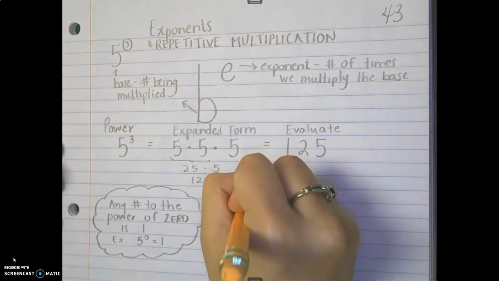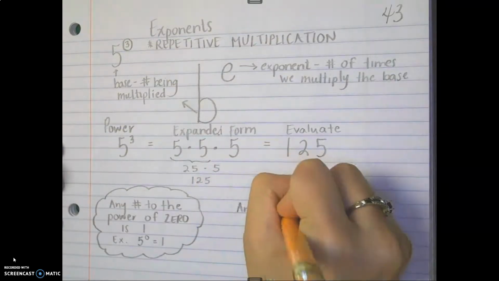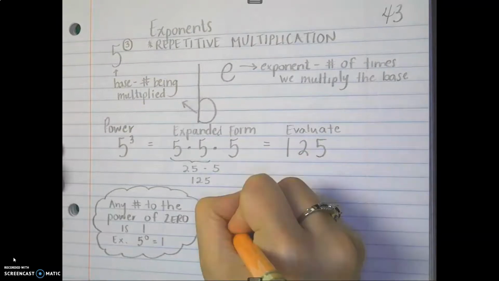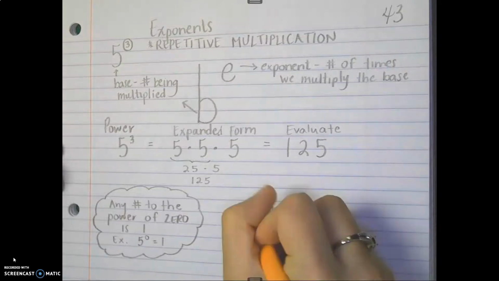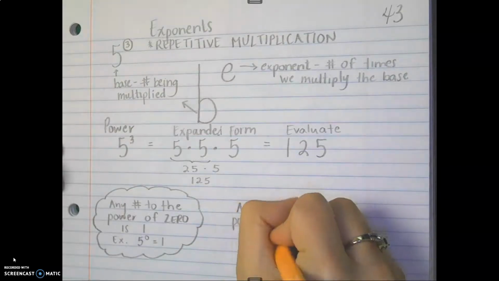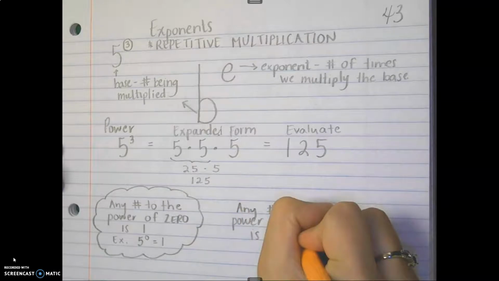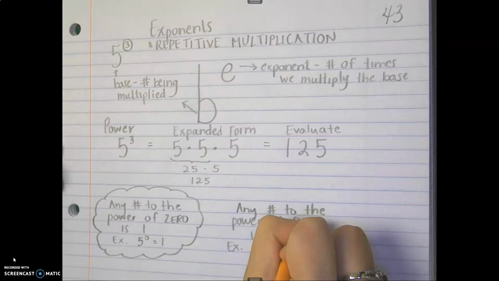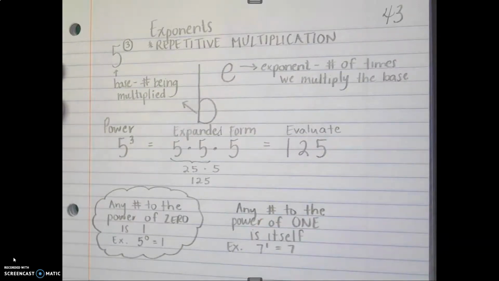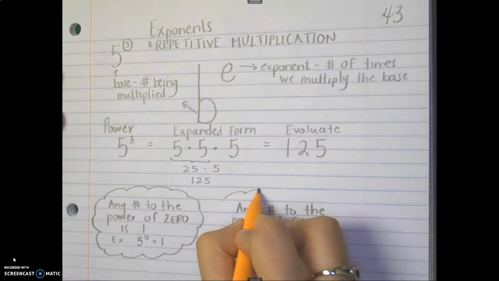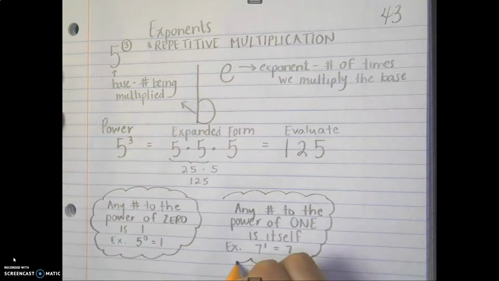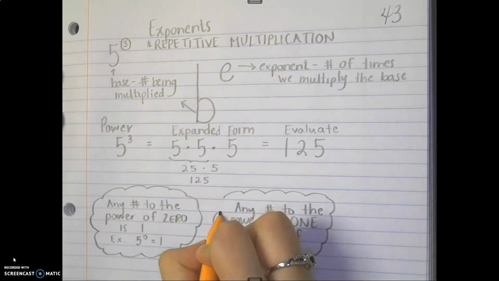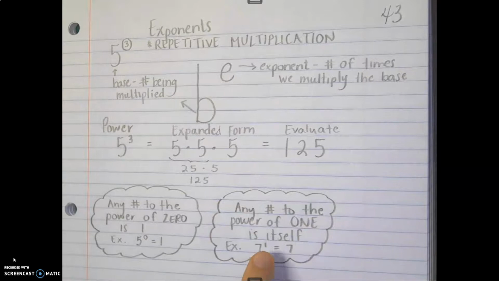And then any number to the power of 1 is itself. 7 to the power of 1 will equal 7. 10 to the power of 1 will equal 10. 1,000 to the power of 1 will equal 1,000. So whatever the base is, that's what it will equal to if you have an exponent of 1.